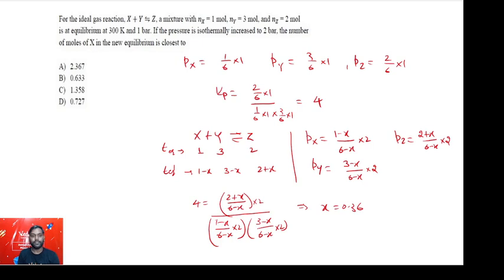So when you put x as 0.36, they're asking the number of moles of X at the new equilibrium, which is 1 minus x. So this implies the number of moles of X would be 1 minus 0.36, that is approximately 0.64. So the closest answer for that question would be option B.